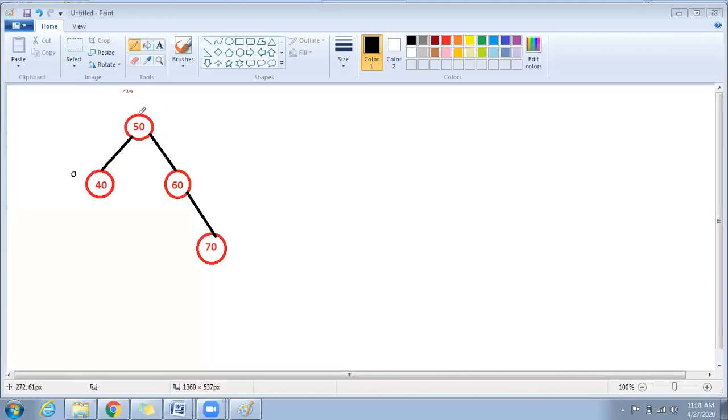Himanshu, please let me know what is the height balancing factor for 50? What is the height of the left side tree? 40? I'm asking about height. What is the height of the left side tree?